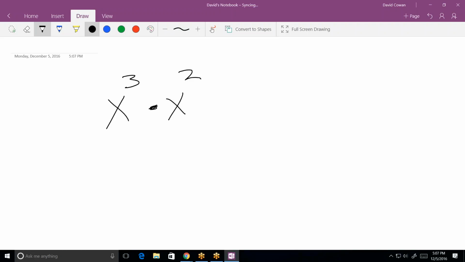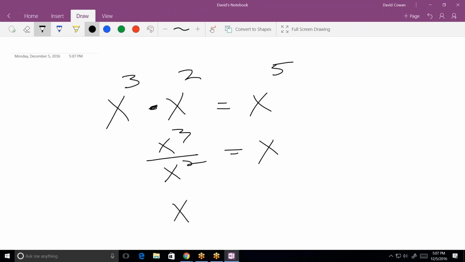What's x cubed times x squared? X to the 5th. What's x cubed divided by x squared? X to the first. Just x. And what's x cubed raised to the 2 power? X to the 6th. Oh, to the 6th. Okay, you multiply when it's like that. Always remember it can't be the same as multiplication.